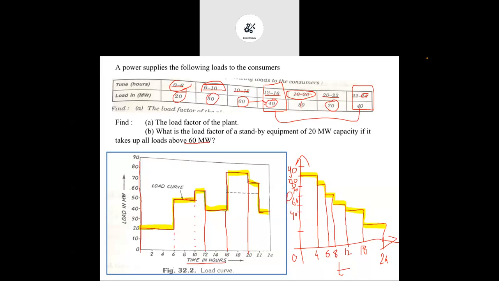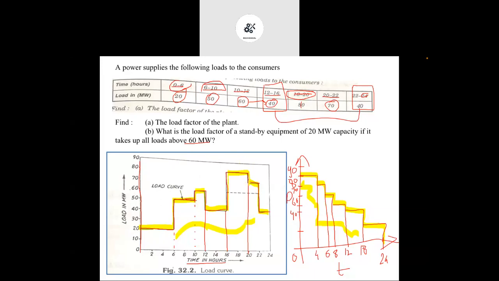I will just highlight the outline of this particular load duration curve so you can understand. This is the outline for the load duration curve, and you have to highlight it in the exam also. Whenever there is a question to draw the load duration curve, you have to highlight the outline. Now the area under this load duration curve is equal to the area under the load curve. That is the most important one.